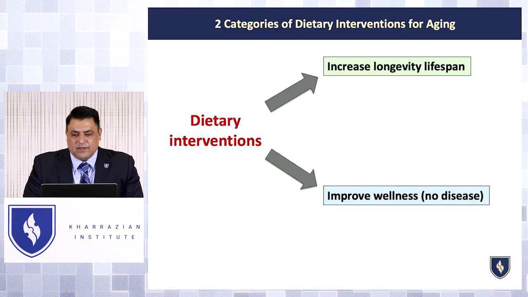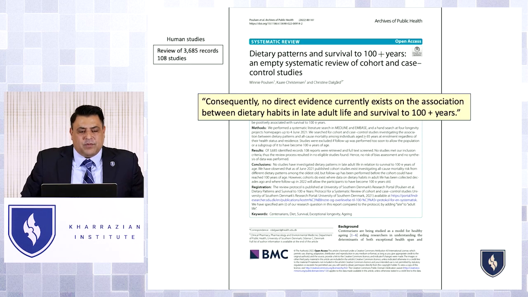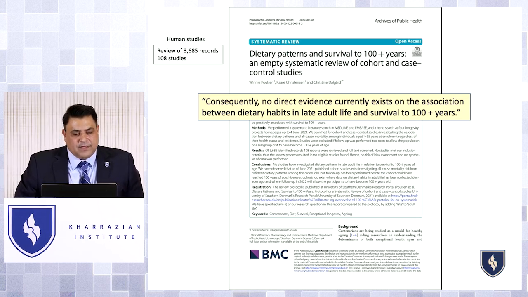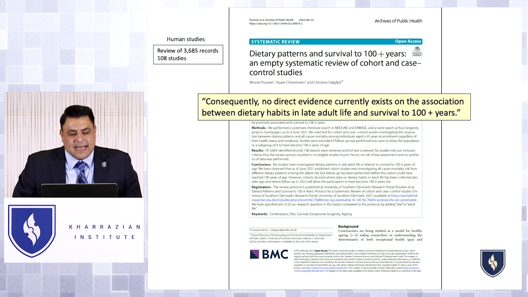Now, when you look at dietary interventions, there are dietary interventions for increasing longevity or lifespan, and there are dietary interventions for improving wellness. Let's focus on the lifespan ones first. This was a paper that was published, a systematic review of dietary patterns and survival to 100-plus years, a systematic review of cohort and case-control studies. They reviewed 3,695 records and 108 studies.